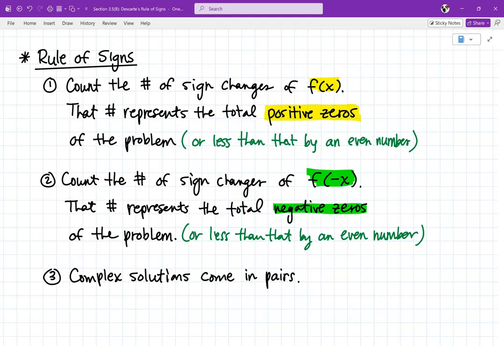It says, let f of x equal a sub n x to the n plus dot dot dot plus a sub 1 x plus a sub 0 be a polynomial function with real coefficients and a sub 0 not equal to 0. Then the number of positive real zeros of f of x is the same as the number of changes in sign of the coefficients of the terms, or less than that by an even number. And the number of negative real zeros of f of x is the same as the number of changes in sign of the coefficients of the terms of f of negative x, or less than that by an even number.